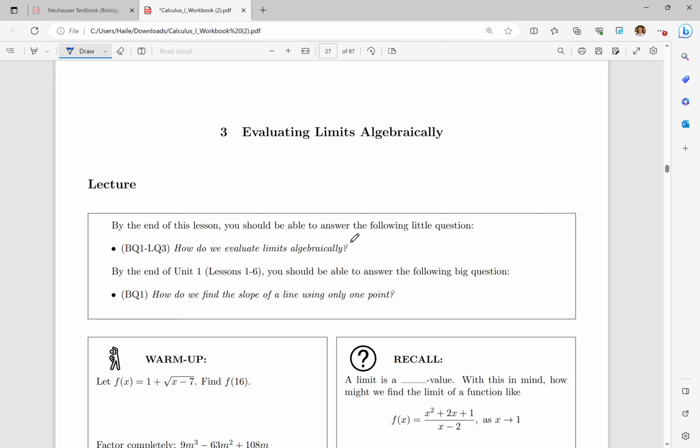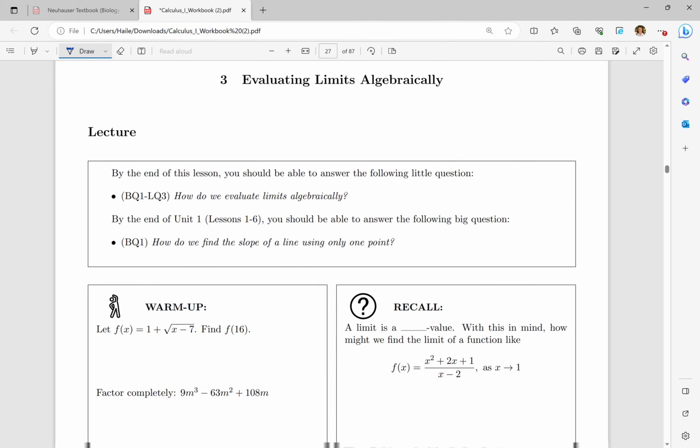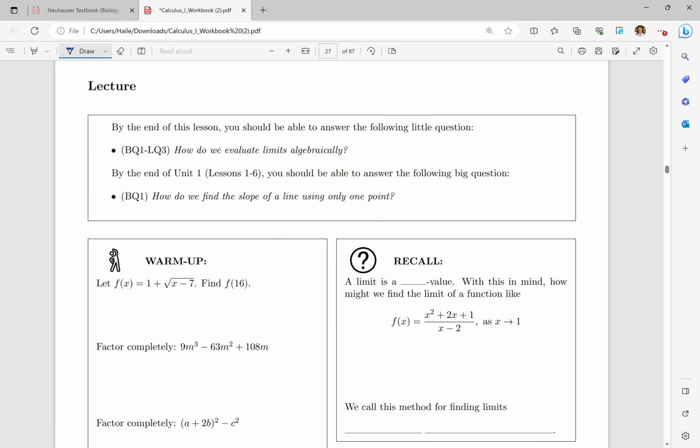answer without a graph. By the end of this lesson, you should be able to answer the following little question: how do we evaluate limits algebraically? And as a reminder, by the end of Unit 1, you should be able to answer how do we find the slope of a line using only one point.